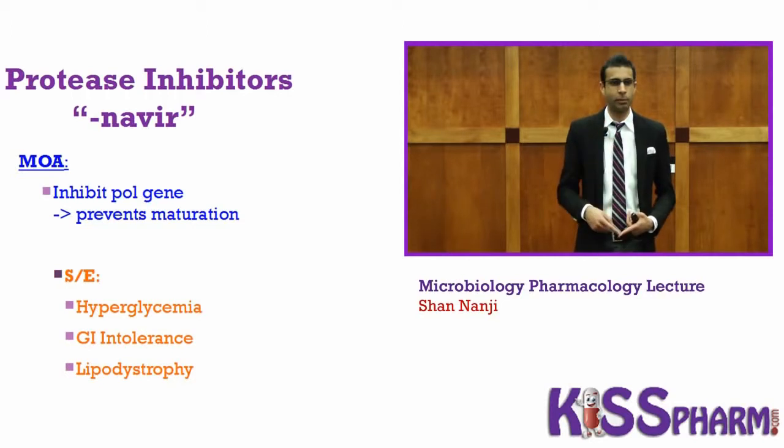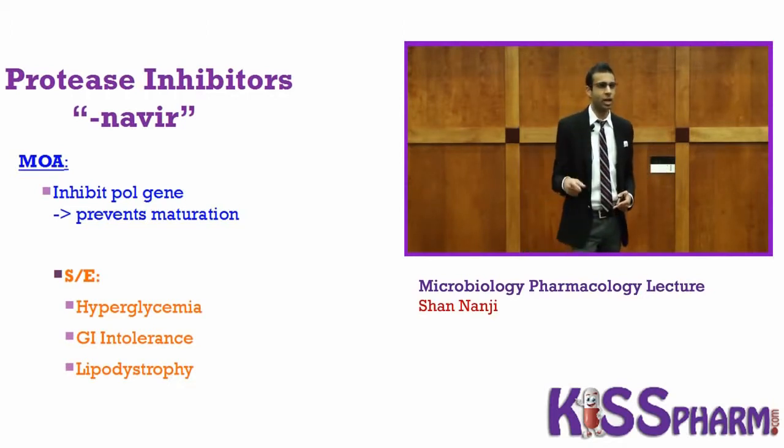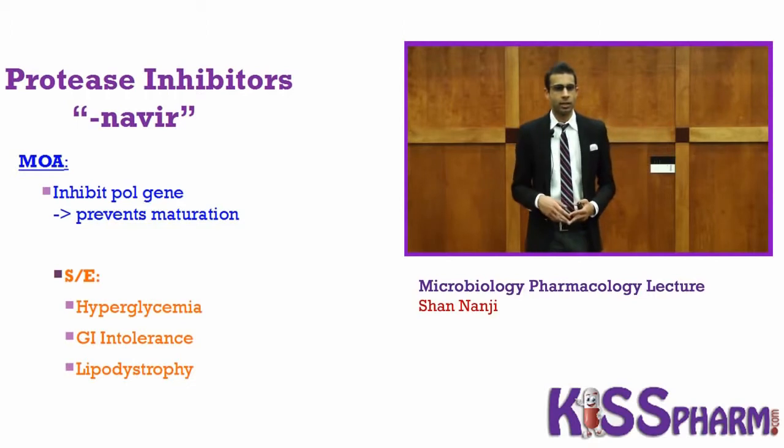P for protease, P for pol gene, P for prevents maturation. They inhibit protease. Side effects: hyperglycemia, GI intolerance, and lipodystrophy. So protease inhibitors cause hyperglycemia, GI intolerance, and lipodystrophy.